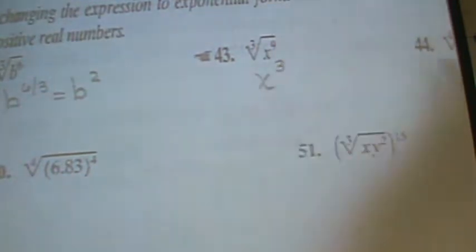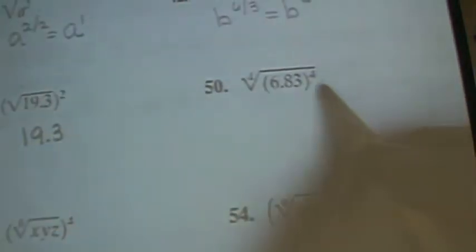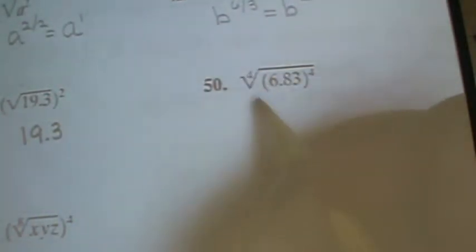This one, 6 over 3, is 2. You've got 9 over 3 here. Well, that's easy, that's 3. And 12 over 4, that's 3. Some of these are easy because you don't have to do much. If you have 2 of these and it's square root, it's just 19.3. You've got 4 of these 6.83s and their index is 4, so it's just 6.83.